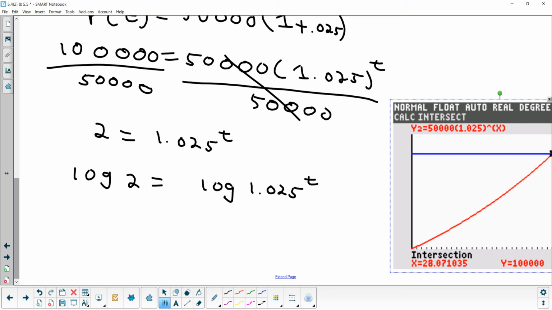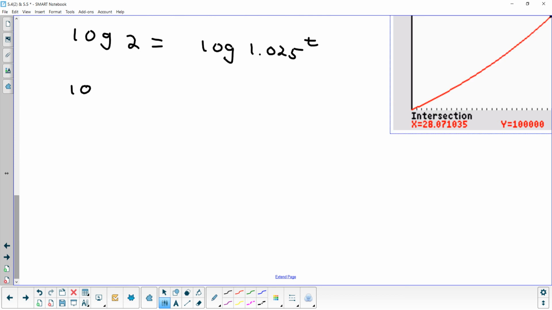But since I didn't write the base, what log base am I assuming? Yeah, John? 10. Okay, we could have done the ln on both sides, but log is just the simplest. Now, you can take the t and put it in front. So now you have log 2 equals t times log of 1.025. Now the last step is to get t by itself.